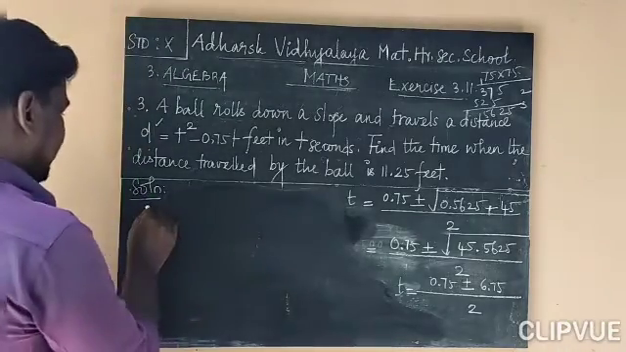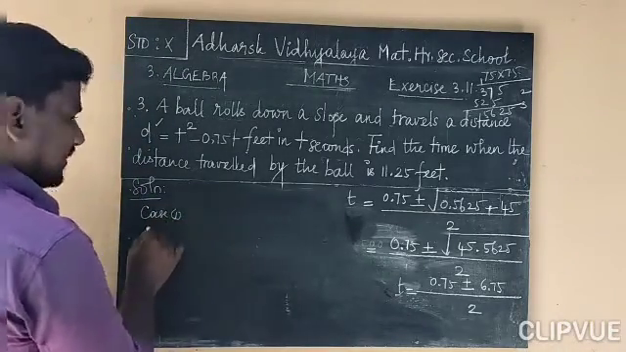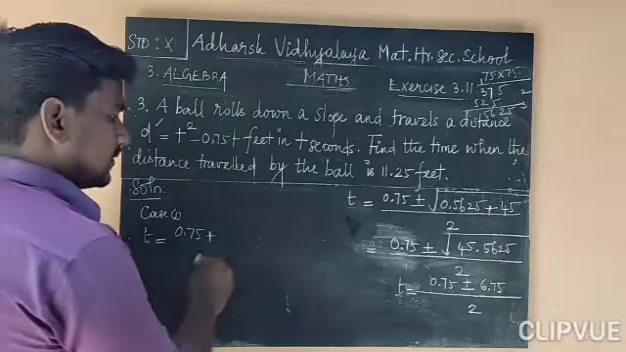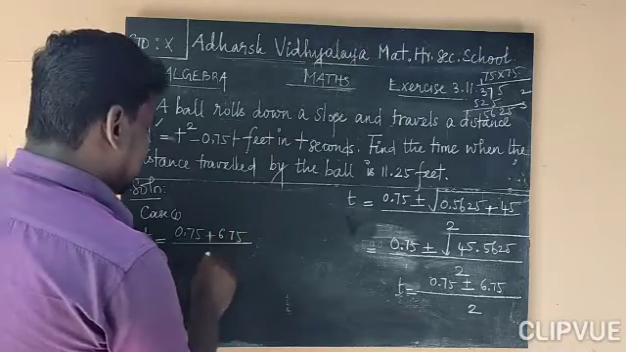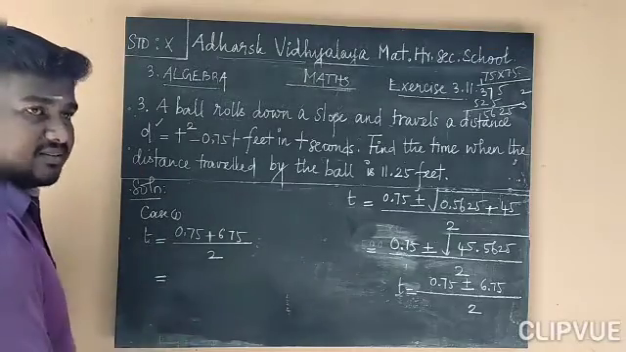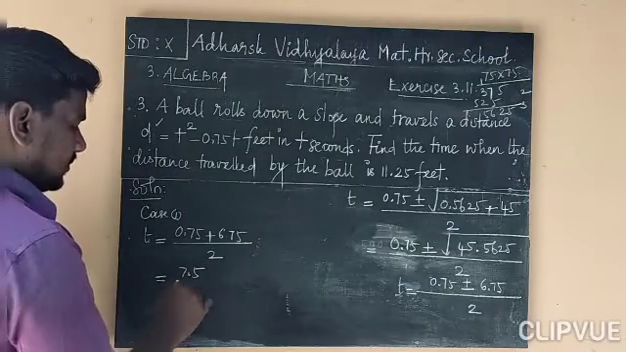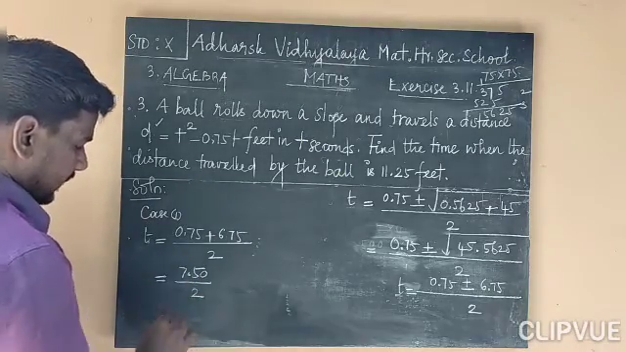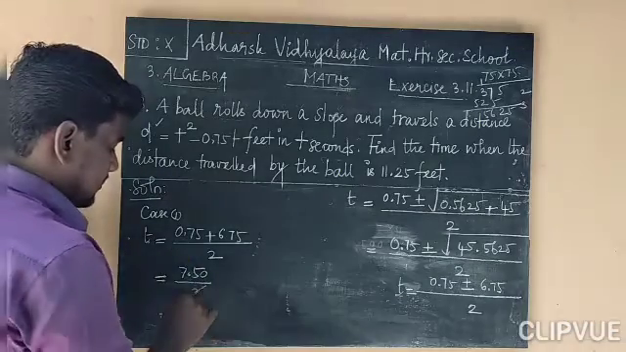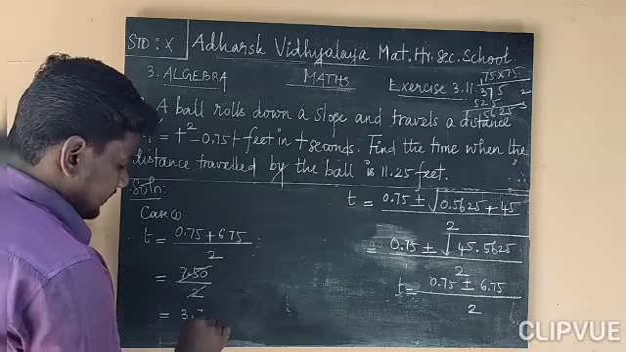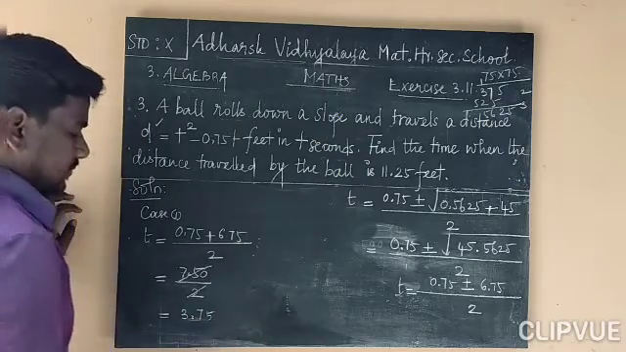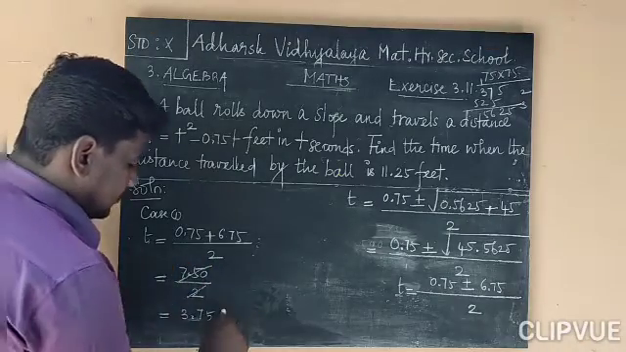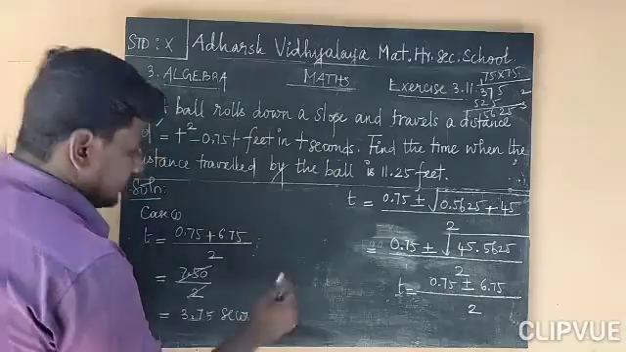So now in case 1, plus, so t is equal to 0.75 plus 6.75 divided by 2. So 0.75 plus 6.75 means that is 7.50 divided by 2. So 7.5 divided by 2, when you cancel them you will get 3.75. Okay, here 3 times 6 remaining 1, 5 means 7 times remaining 1. So 3.75 seconds.